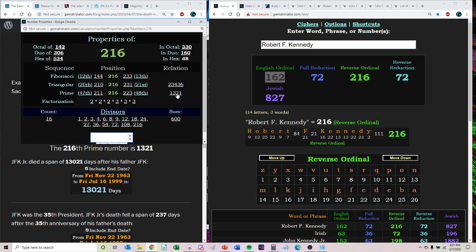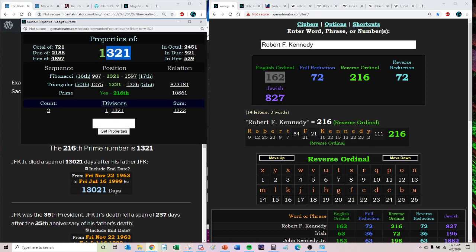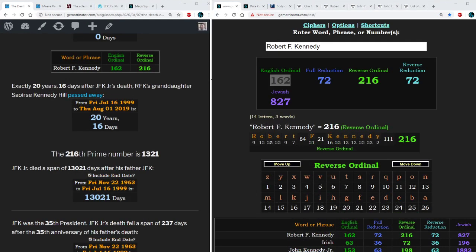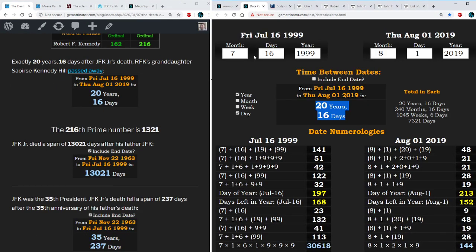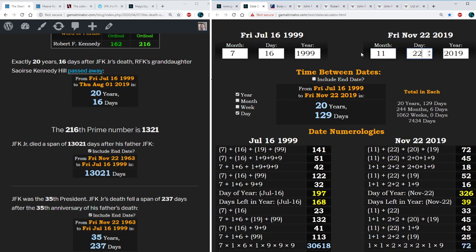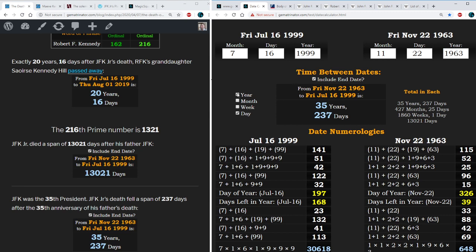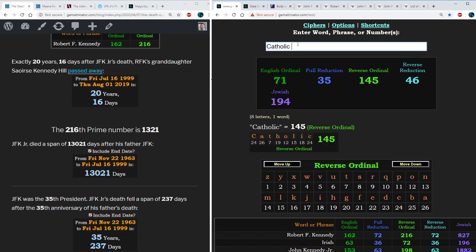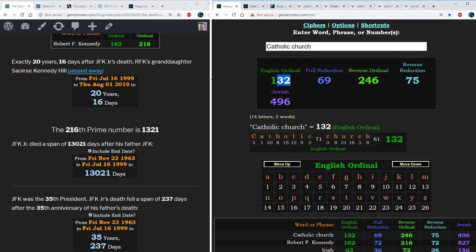Now, the 216th prime number is 1321. And measuring from the death of JFK to the death of JFK Jr., notice how it's a span of 13,021 days. Also, the 132 sequence without the end date definitely stands out. Catholic Church equals 132 in the alphabetic order.